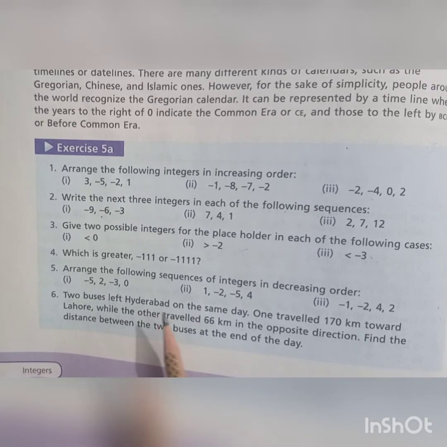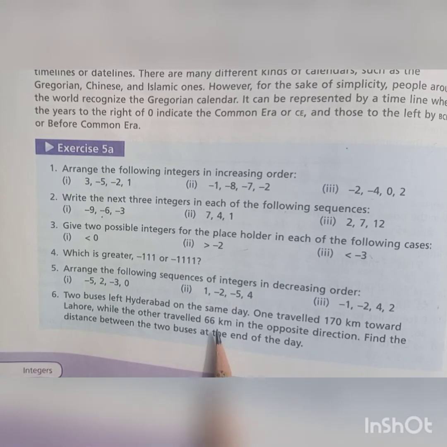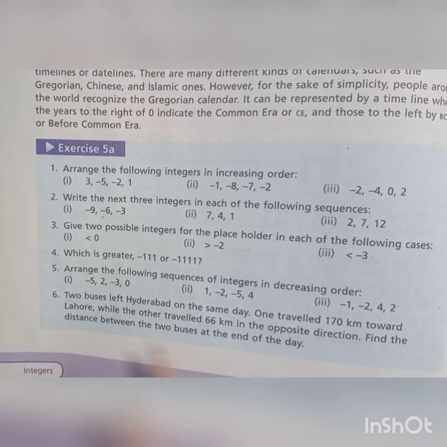Students, two buses ने हैदराबाद को सेम डे लेफ्ट किया है और जो एक बस है उसने 170 किलोमीटर टुवर्ड्स लाहौर की तरफ जो है वो ट्रैवल किया है और जो दूसरी बस है उसने 66 किलोमीटर ट्रैवल किया है इन ऑपोजिट डायरेक्शन, मीन्स के लाहौर से ऑपोजिट डायरेक्शन में उसने ट्रैवल किया है. सो वी हैव टू फाइंड द डिस्टेंस बिटवीन टू बसेस.